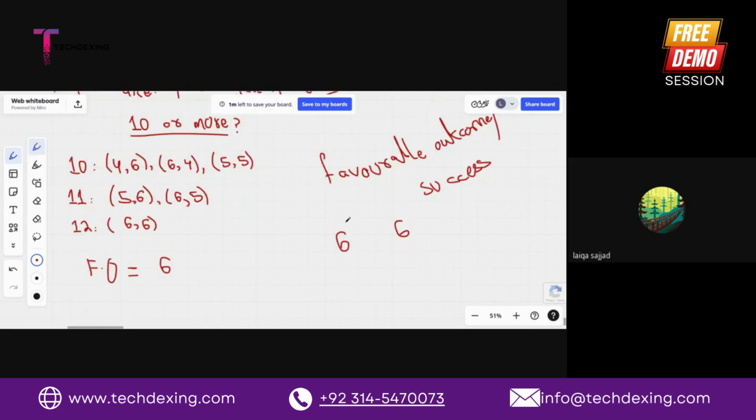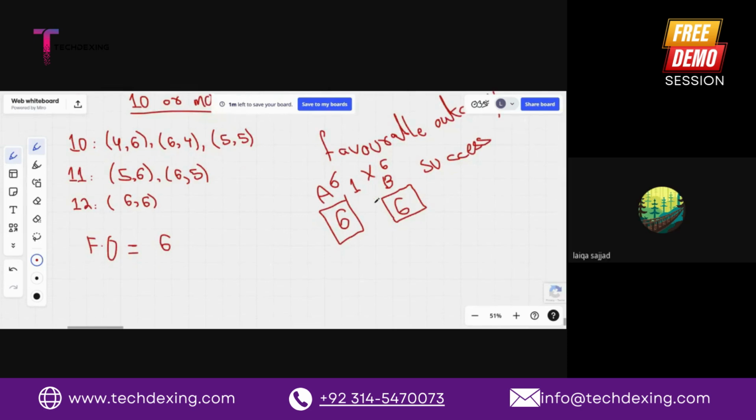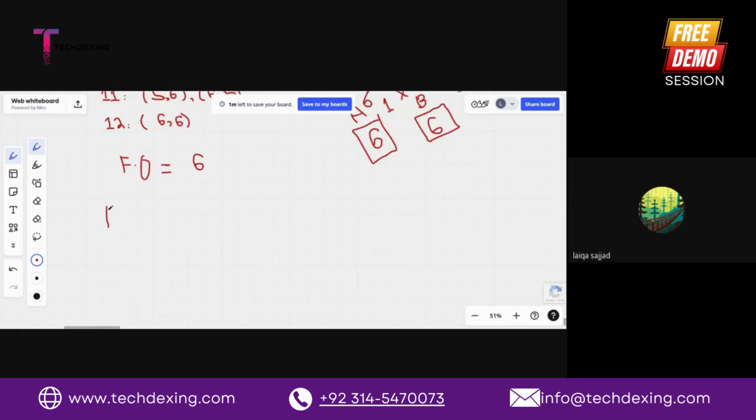Because for each number on dice A, let's say I get a 1 on dice A, I can get 6 possible different numbers on dice B. So 6 possibilities from here and 6 numbers from there, and you multiply them. So the total possible outcomes, PO, are 36 when you are using two dice.